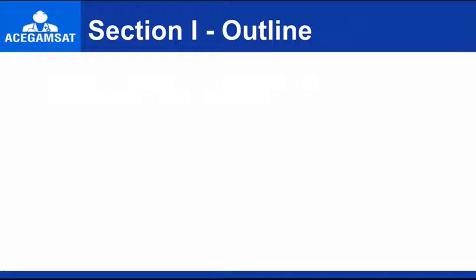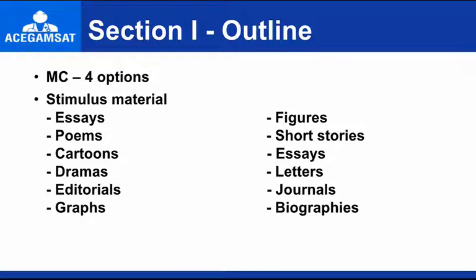Section 1 Outline. Section 1 consists of all multiple choice questions which have 4 options for each, so A, B, C and D. And students can be given a range of different stimulus material in Section 1, and here are most of the stimulus material that students will be given.